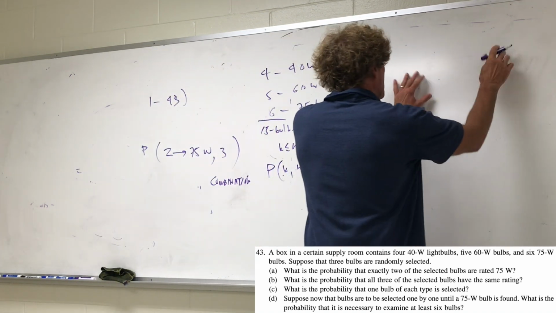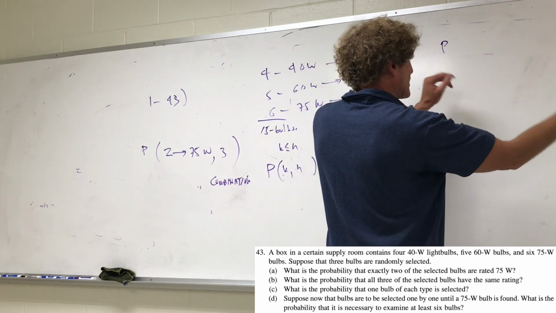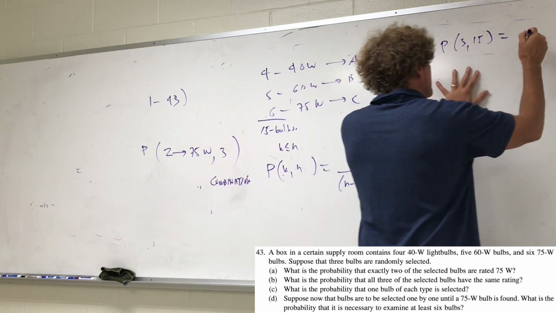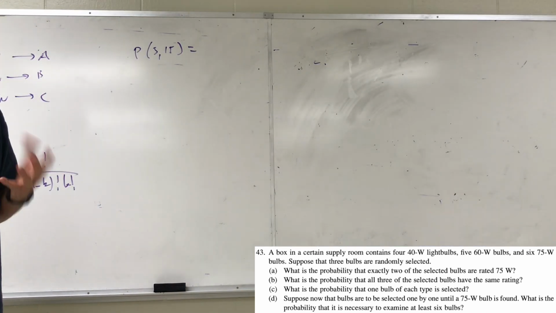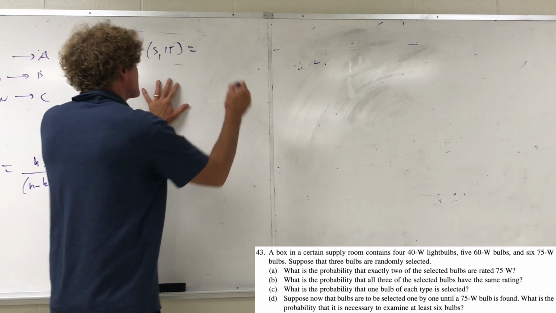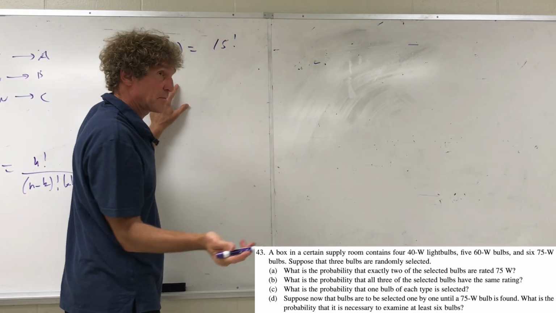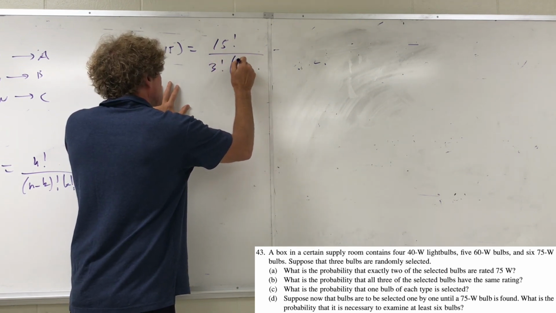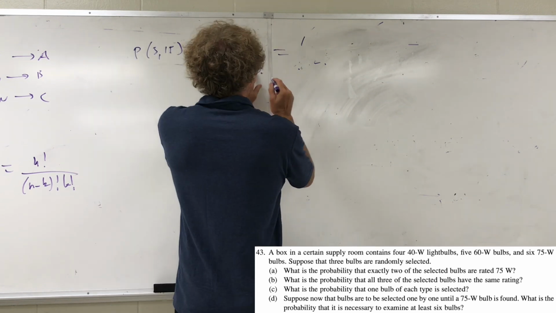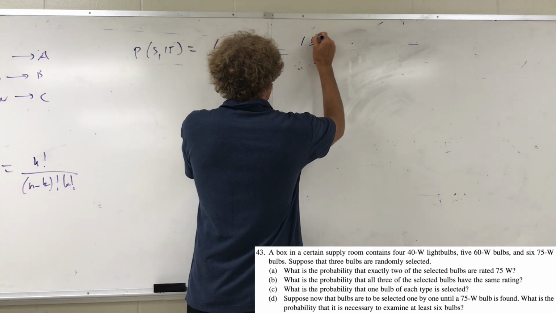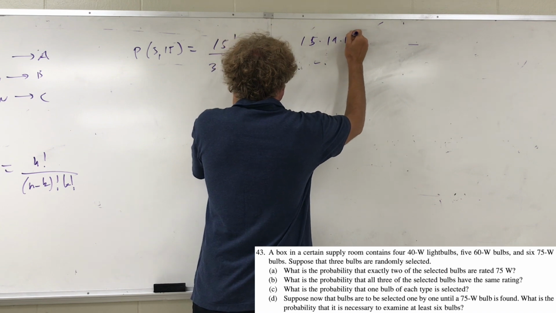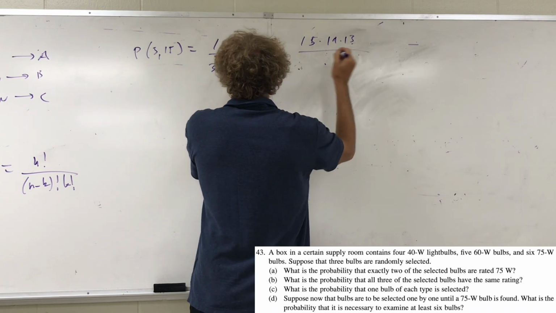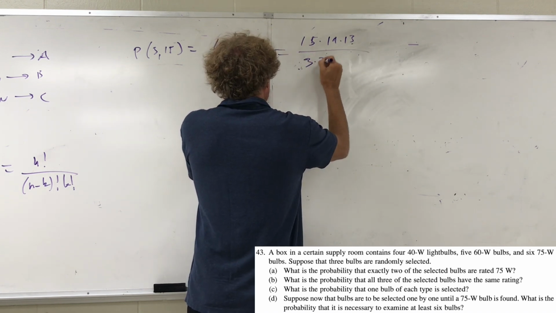So when I look at this, this is just the number of ways I can take 3 bulbs from 15 total, right? And it's a combination. So isn't this 15 factorial up top, and then 3 factorial times 15 minus 3 factorial? This is 12 factorial, so I got 15 times 14 times 13, and then times 12 factorial, so I can get rid of that. And then I have over 3 factorial, which is 3 times 2.